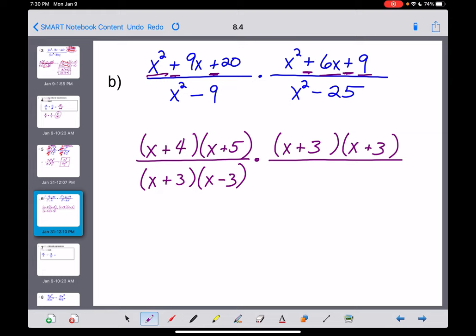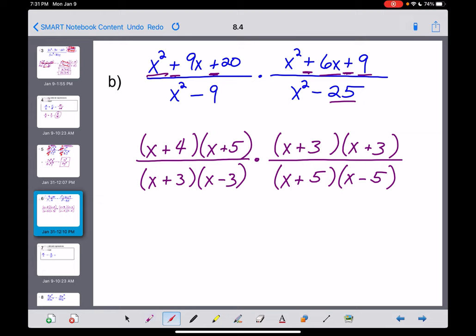Bottom right, it looks like we have another difference of squares. The x squared splits up into x and x. With a difference of squares, your signs are always 1 plus and 1 minus, and then the square root of 25 is going to be a 5 that goes here and here. So that is all of the factoring, you guys.